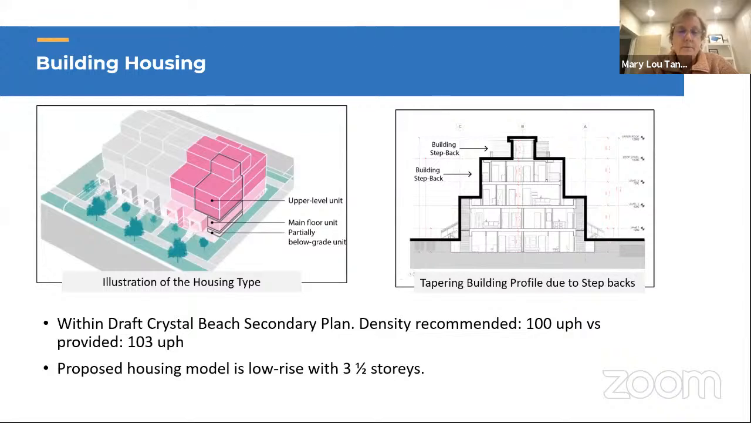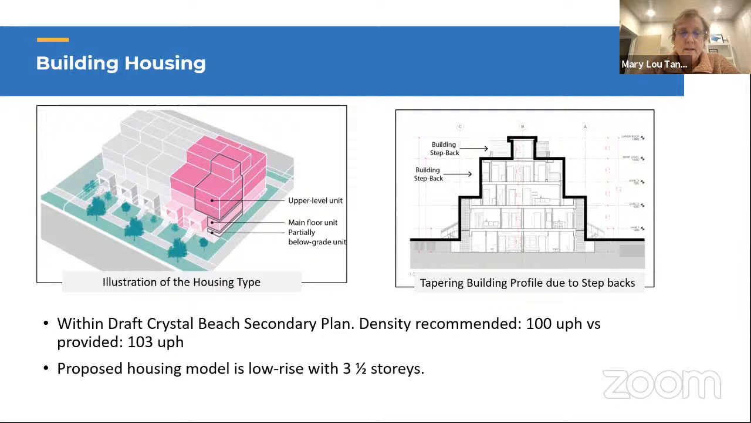So I mentioned earlier about sharing some information about what this housing model looks like. On the left-hand side is an illustration of the housing type. You can see that each townhouse has 3 units. There's what we call a partially below grade unit, a main floor unit, and an upper level unit.